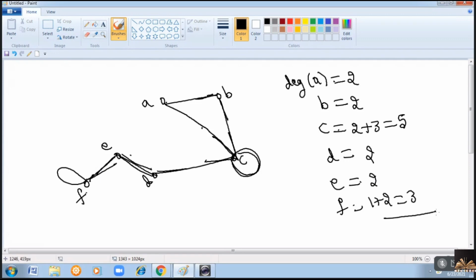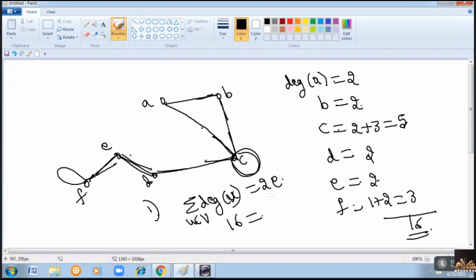Right? Now you add all these. 2 plus 2 is 4, plus 5, 9, 11, 13, 16. So the first point is that the sum of the degrees of all the vertices should be equal to 2 times the number of edges. What is the sum of the degrees? 16. 2 times the number of edges: how many do we have? 1, 2, 3, 4, 5, 6, 7, 8. 2 into 8 is 16.